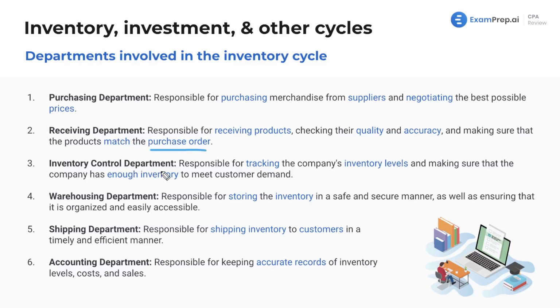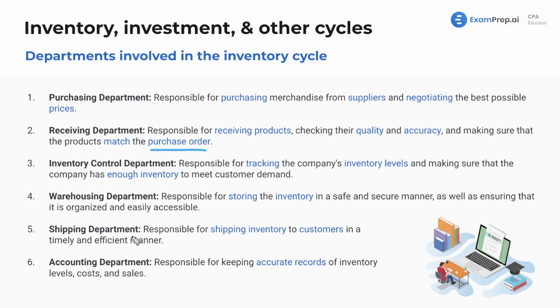The inventory control department is responsible for tracking the company's inventory levels and making sure that the company has enough inventory to meet customer demand. It may not always be up to them. Maybe because of macroeconomic factors, there's not enough inventory to go around, but hey, they're going to do their job best they can. The warehousing department is responsible for storing the inventory in a safe and secure manner, as well as ensuring that it is organized and easily accessible.